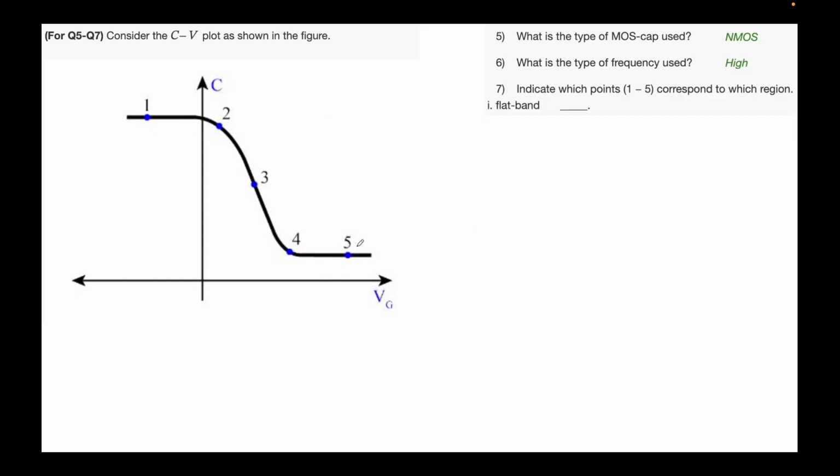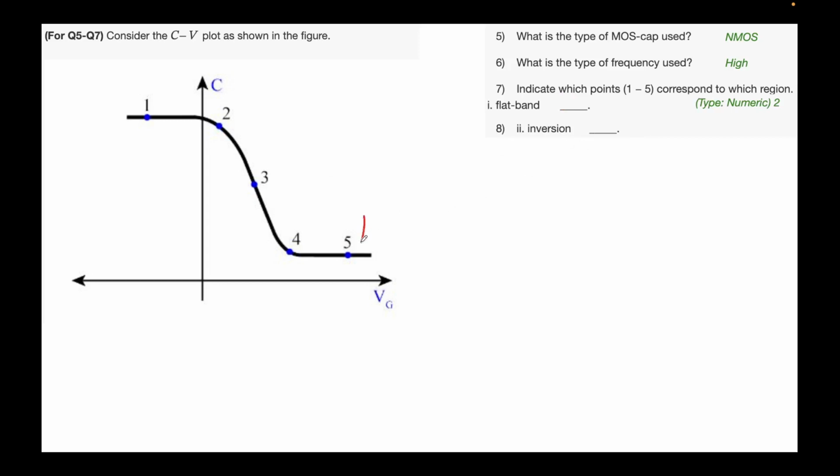The third question asked is to indicate which point corresponds to which region. Flat band corresponds to which region? We have seen in our plot that this region was accumulation. Region 2 is the one that corresponds to flat band. Region 3, we'll see one by one.